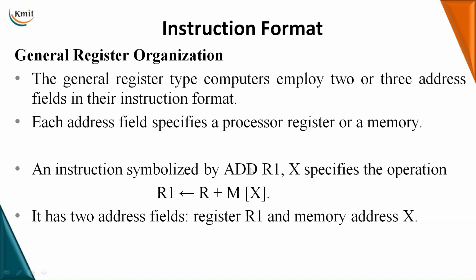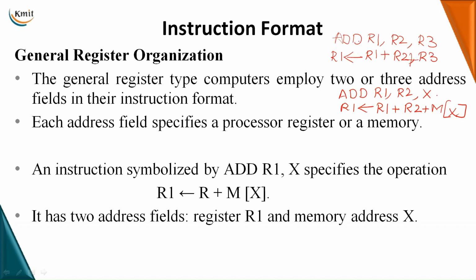Similarly, you can take one more example. If you look at ADD R1, R2, R3, it performs addition on the contents of registers R1, R2 and R3, and the result is stored at R1. This instruction requires three address fields to store R1, R2 and R3. Similarly, you can also represent another example as ADD R1, R2, X. Two operands are registers and one operand is the memory location. So it performs addition of all three operands and the result is stored in R1. So this is called a general register organization.